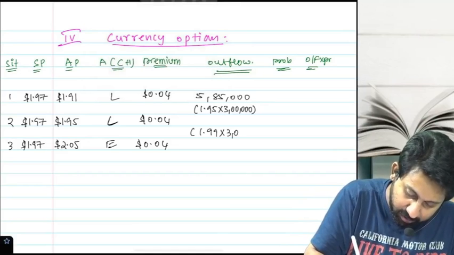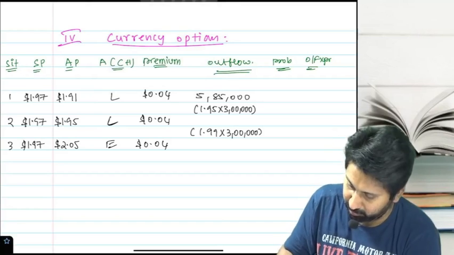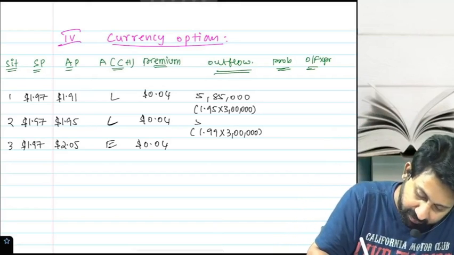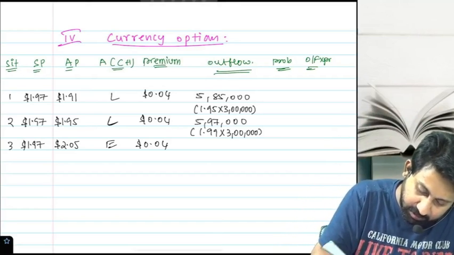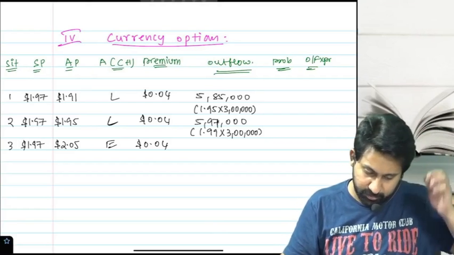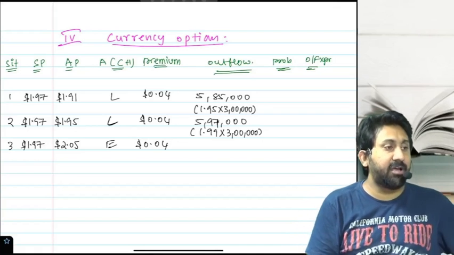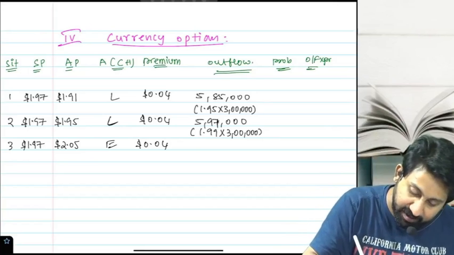Next, here 1.99 into 3 lakh, that is 5 lakh 97,000. Next, here I will pay 2.05 or 1.97? I will pay 1.97.